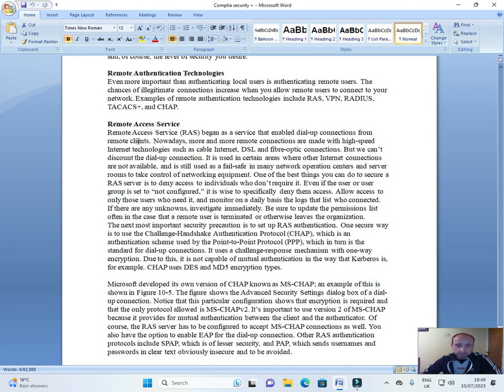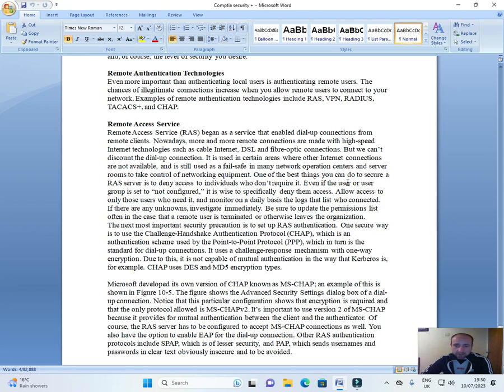Remote Access Service. Remote Access Service, RAS, began as a service that enabled dial-up connections from remote clients. Nowadays, more and more remote connections are made with high-speed internet technologies such as cable internet, DSL and fibre optic connections, but we can't discount the dial-up connection. It is used in certain areas where other internet connections are not available, and it is still used as a fail-safe in many network operation centres and server rooms to take control of networking equipment.